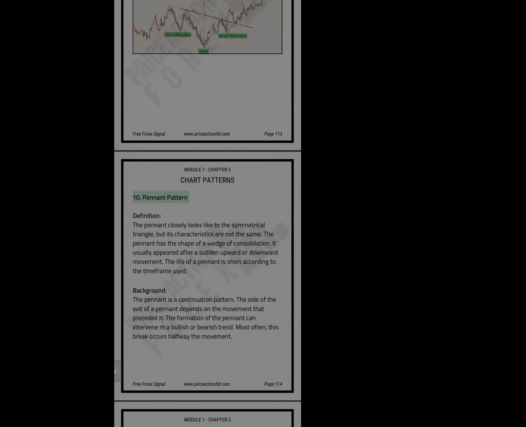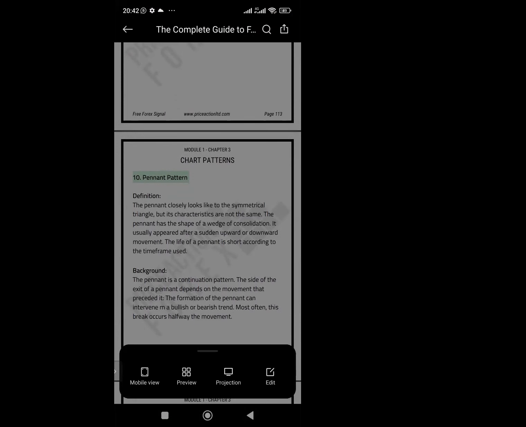The information on the pennant can indicate a bullish or bearish trend. Most often they break out halfway. So all this theory they are talking about, a pennant pattern actually looks like a symmetrical triangle. Most times you will see that you still call it a symmetrical triangle. They look exactly the same.